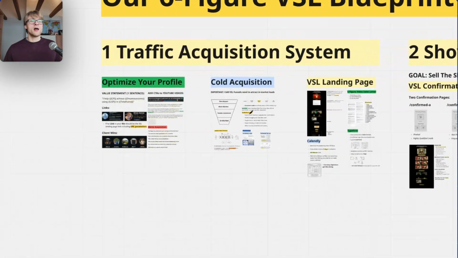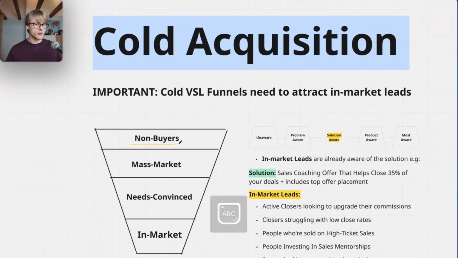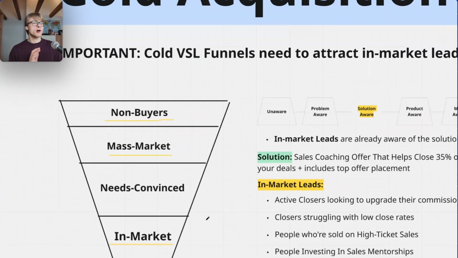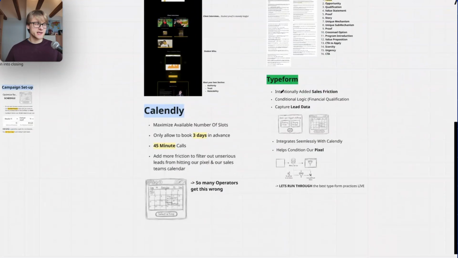All right. However, first of all, cold VSLs need to attract in-market leads, especially if you're in a market with a lot of competition. You want to make sure you don't shoot for the non-buyers, you don't shoot for the mass market, but you shoot for the in-market demographics. Okay, and we're going to talk about all this in a second. If it sounds like a foreign language for you, doesn't matter. I will show you the exact messaging that we currently use in our VSLs in just a second.